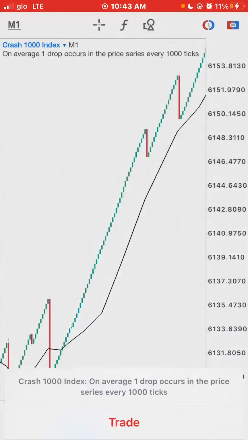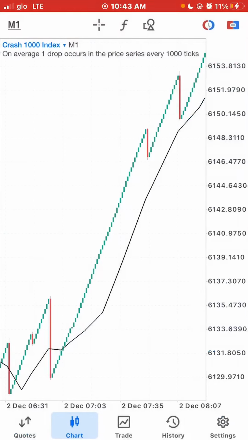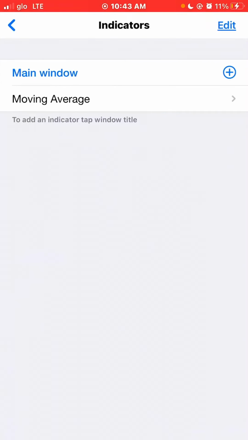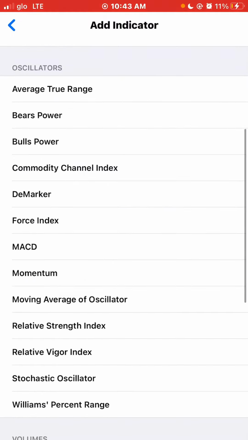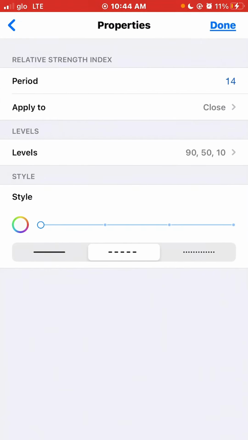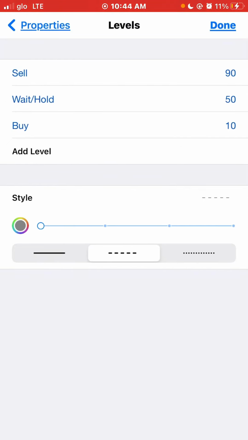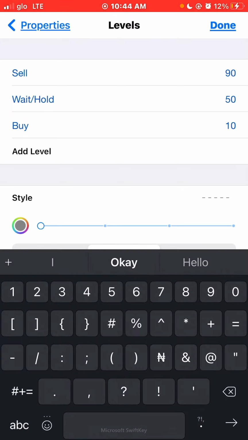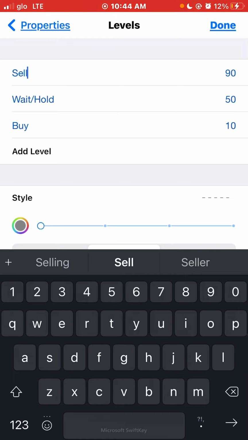Then let's add our relative strength index. You look for your relative strength index, that's RSI, and you have to use the default RSI settings, which is 14. Apply to close, and your levels should be 90, 50, and 10. At level 90, you label it as sell. At level 50, label it as wait or hold. Then at level 10, label it as buy. That's your buy zone.